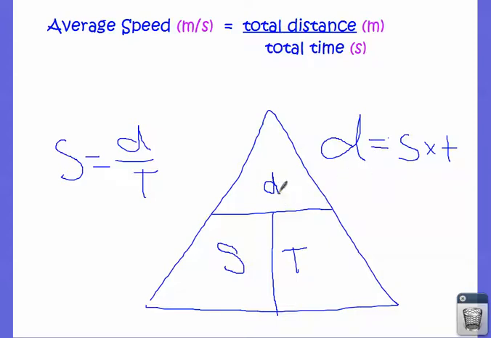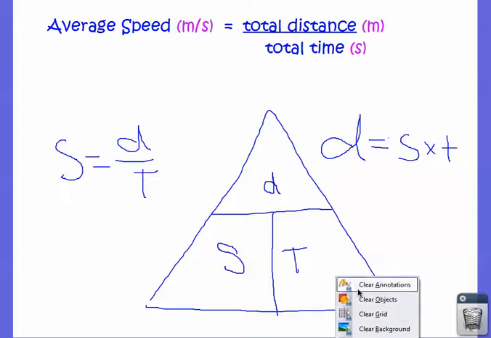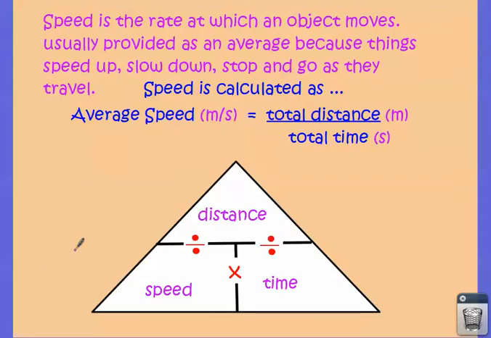And then within the triangle, we can use that by covering up the variable that we're trying to solve for, and what's left over tells us whether we're going to multiply if they're next to one another, or divide if they're on top and below each other. So that's the method we're going to be talking about a lot this year. It's called the triangle method. And so, looking a little prettier, this is how it fits in: distance divided by speed to solve for time, or distance divided by time to solve for speed, or speed multiplied by time to solve for distance.